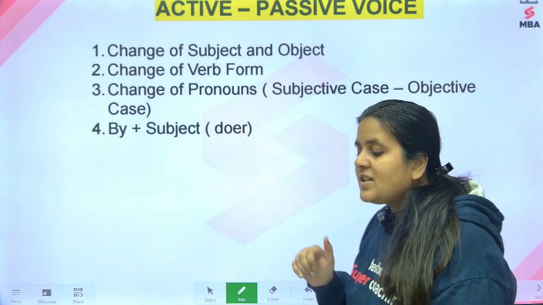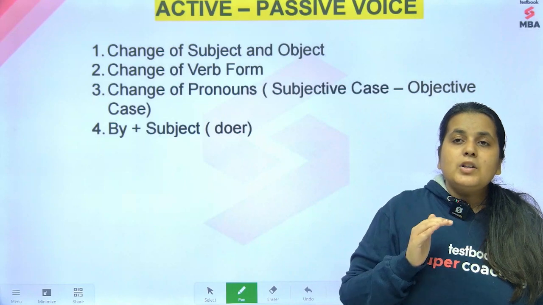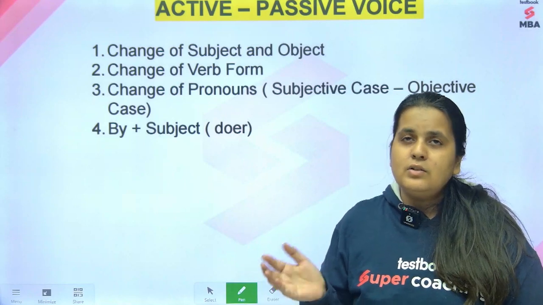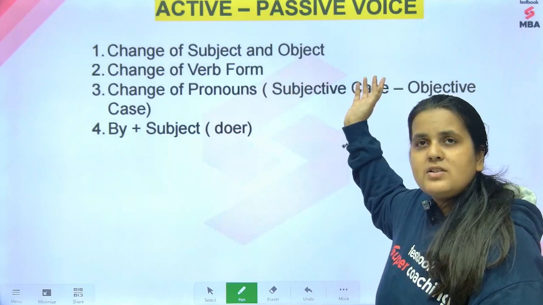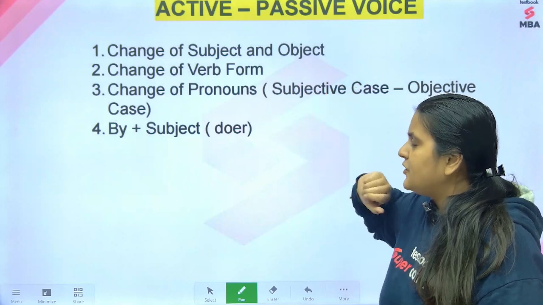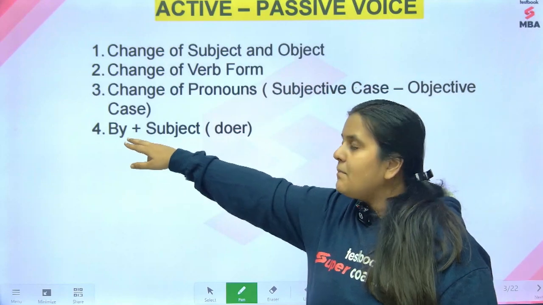For example, if it was "I read a novel," it will become "A novel was read by me." ओके तो हमने सब्जेक्टिव केस ऑब्जेक्टिव केस प्रोनाउंस के डिस्कस किए हैं. सब्जेक्टिव केस से ऑब्जेक्टिव केस हो जाएगा व्हेन यू चेंज इट फ्रॉम एक्टिव टू पैसिव वॉइस, एंड एट द एंड बाय प्लस द subject.